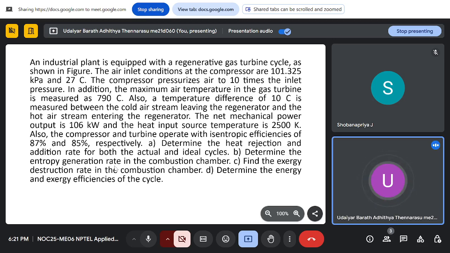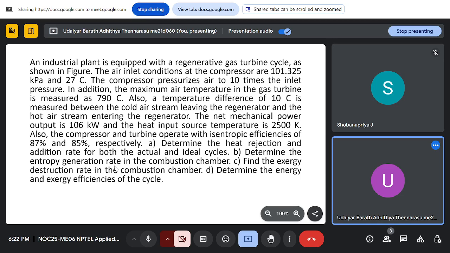So also a temperature difference of 10 degrees Celsius is measured between the cold air stream leaving the regenerator and the hot air stream entering the regenerator. So the net mechanical power output is 10^6 kilowatt and the heat input source temperature is 2500 Kelvin. So they have already given how much power is generated and the heat source temperature is given. Also the compressor and turbine operate with isentropic efficiencies of 87% and 85%.